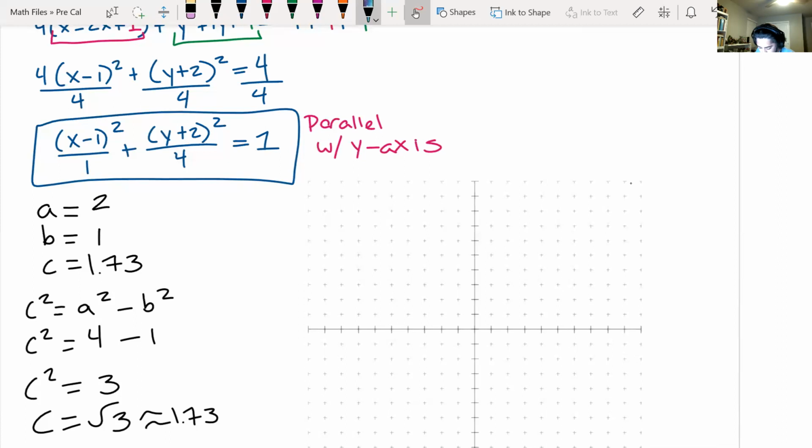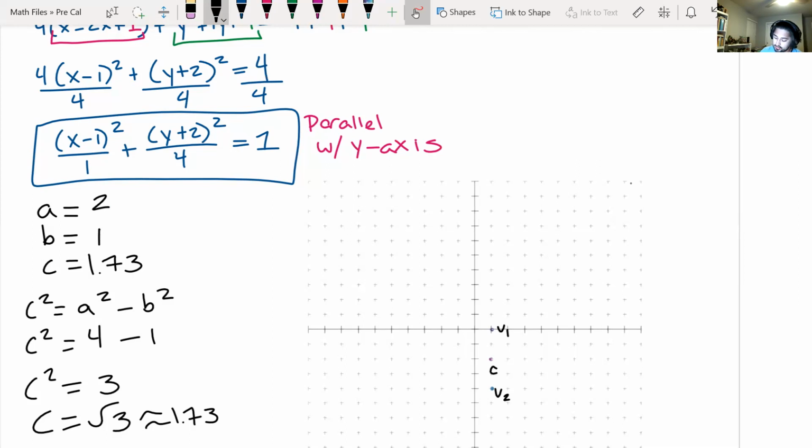So now, what is my center? Our center is given away by the equation, isn't it? 1, negative 2. There's my center. And since we know we're parallel with the y-axis, we can plot the vertices, the foci, and the minor points. Let's start with the vertices. How many spaces am I going to go up from the center? 2. There's my vertices, vertex 1, vertex 2.